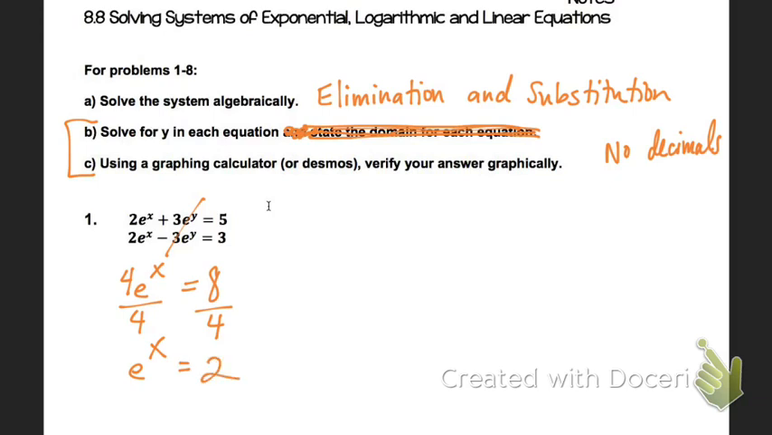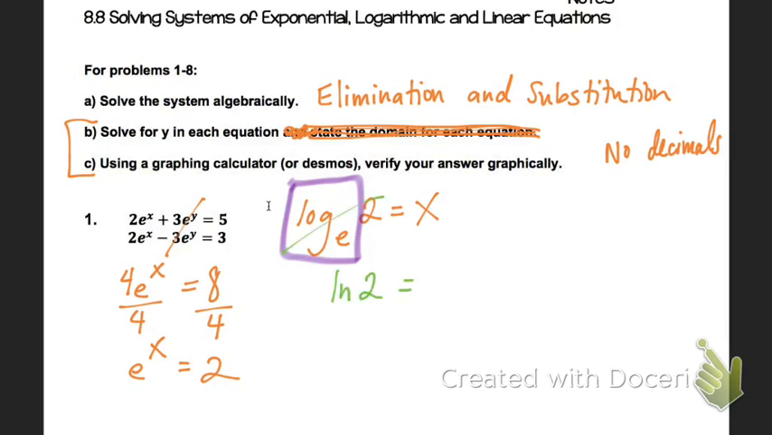And how can I get that x by itself? ln of 2 equals x. So remember, if I want to convert it to log form, it would be log base e of 2 equals x. But since we are grown-ups, we don't write it as log base e, we write it as ln. So this becomes ln of 2 equals x. So I have my x, but I need to plug it back in to solve for y.